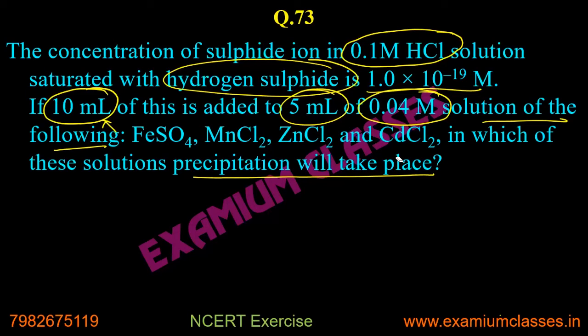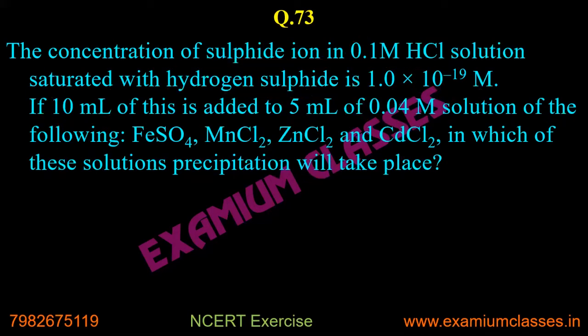Okay. Now, if you understand the approach, even those values are not required. You will be able to do it. You just need to understand the approach. If ionic product is more than Ksp, it will get precipitated. Otherwise, not. Clear? Okay. So sulfide ion is S2 minus. This is sulfide ion.